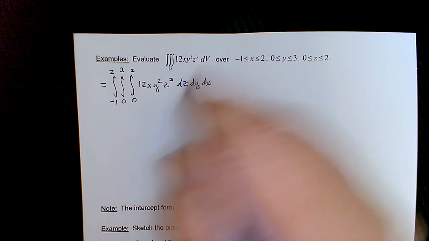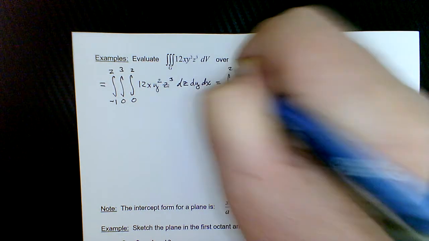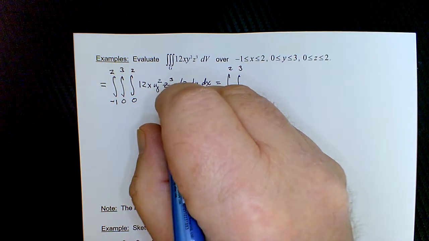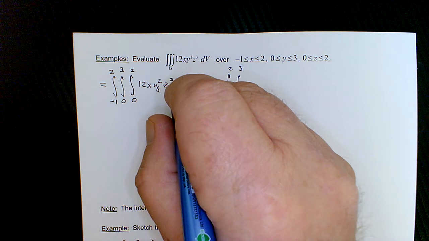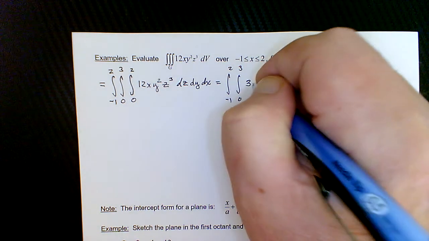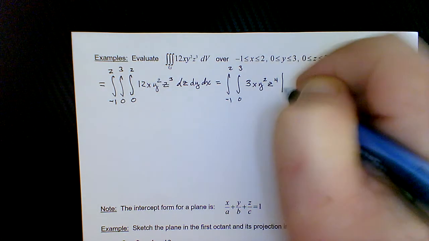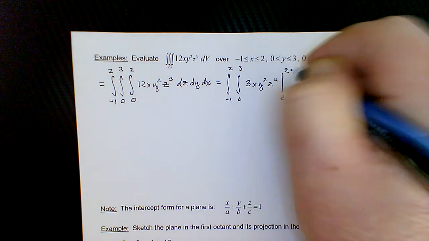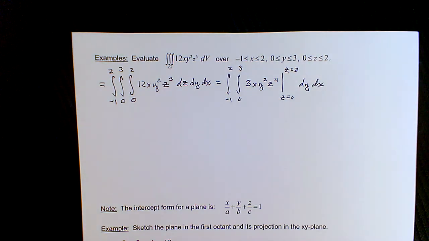So first off, integrating with respect to z, recopy -1 to 2, recopy integral 0 to 3, integrating with respect to z, the 12xy squared is a constant, so z to the third integrates to be z to the fourth over 4. 12 over 4 is 3, so let's go with 3xy squared z to the fourth, and that's evaluated as z goes from 0 to 2, and then with respect to y and with respect to x.